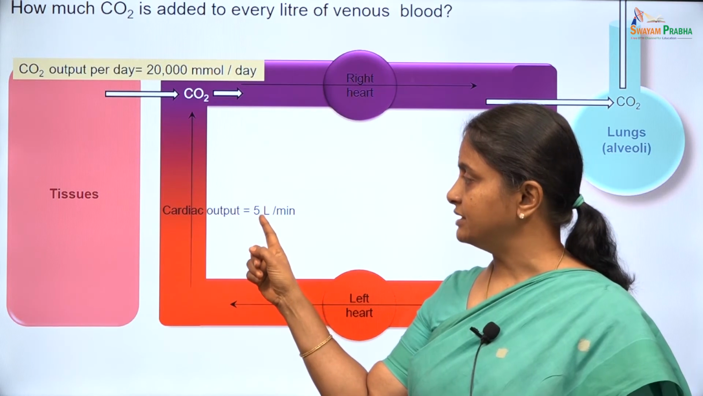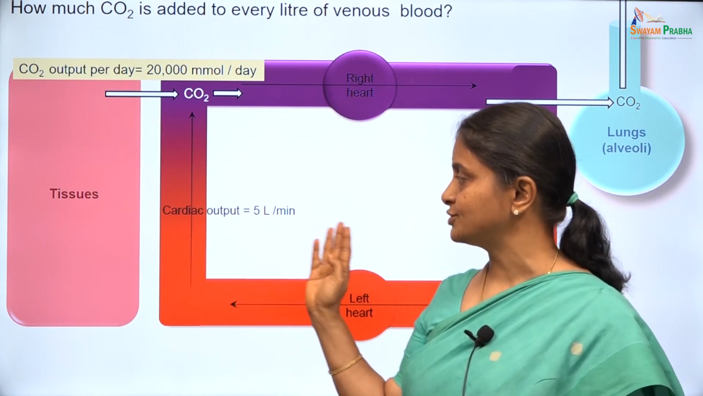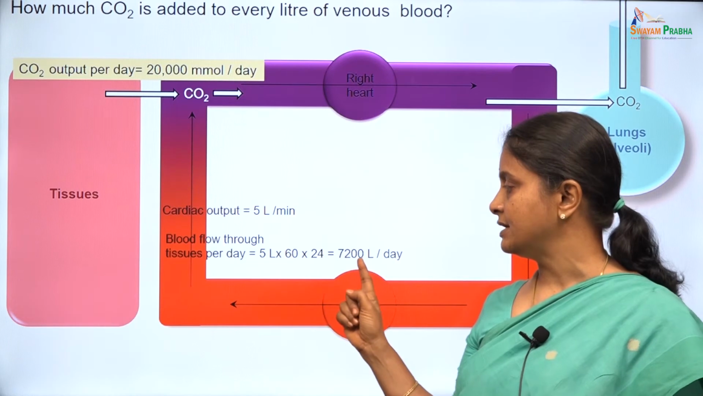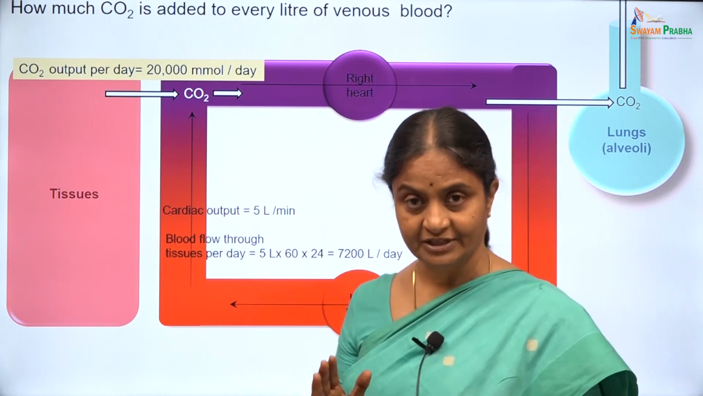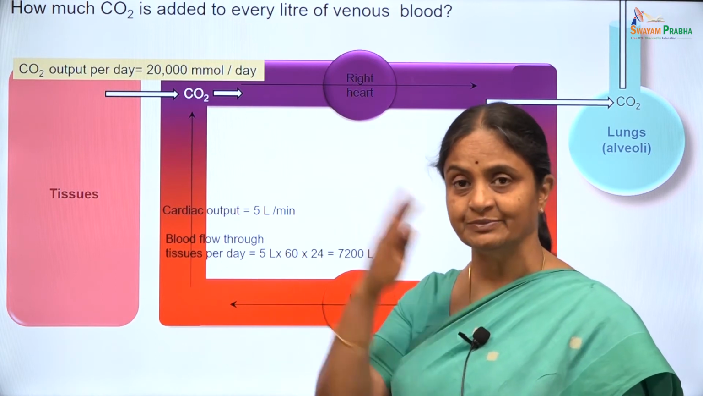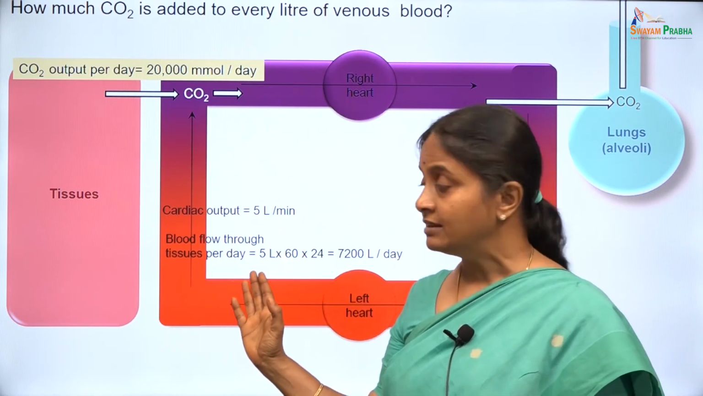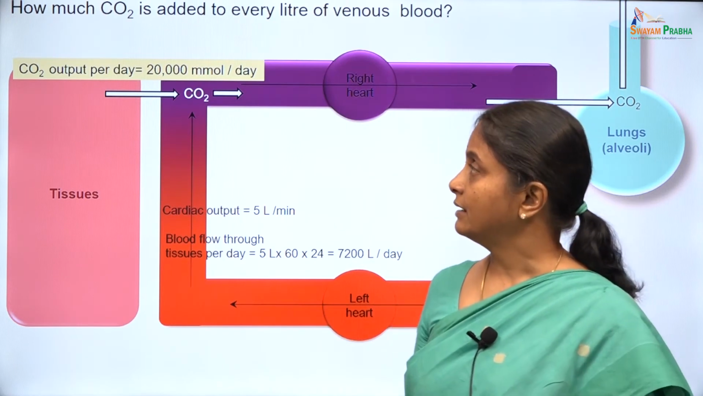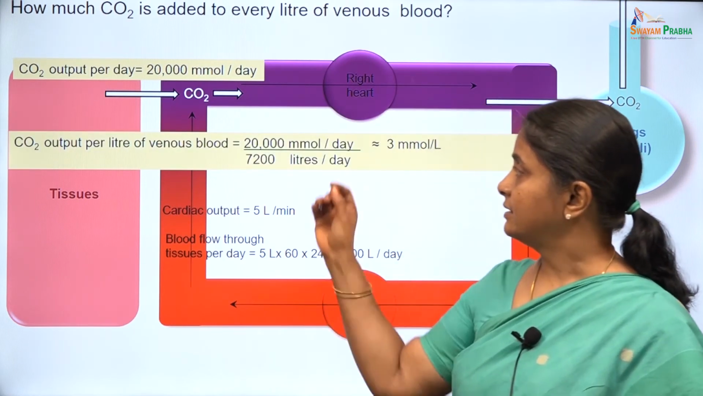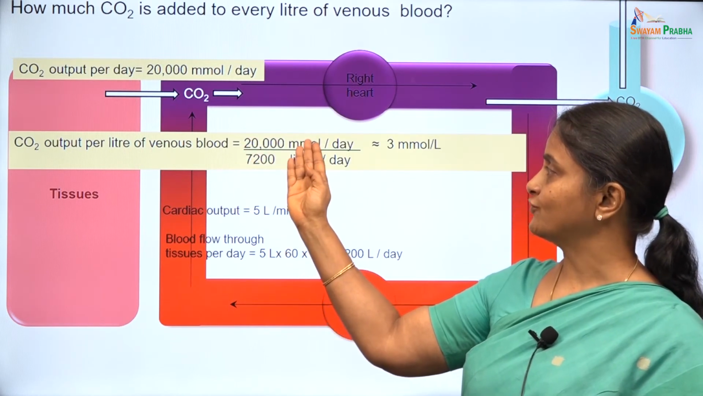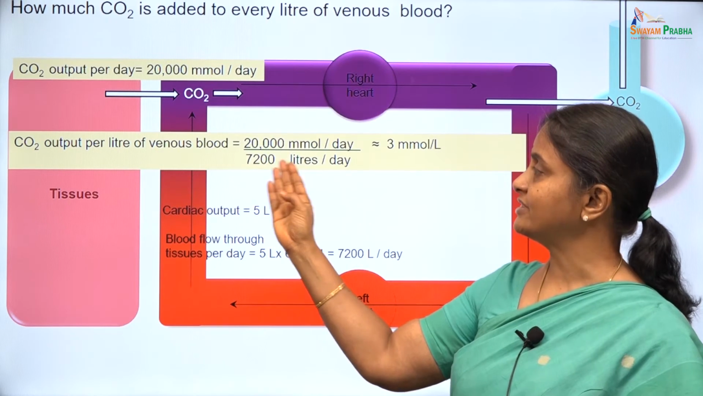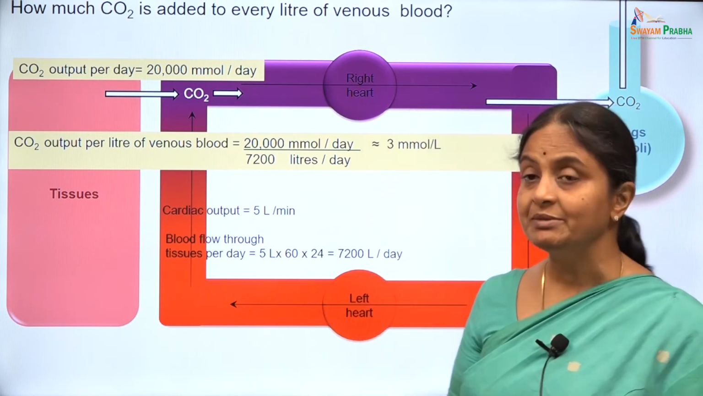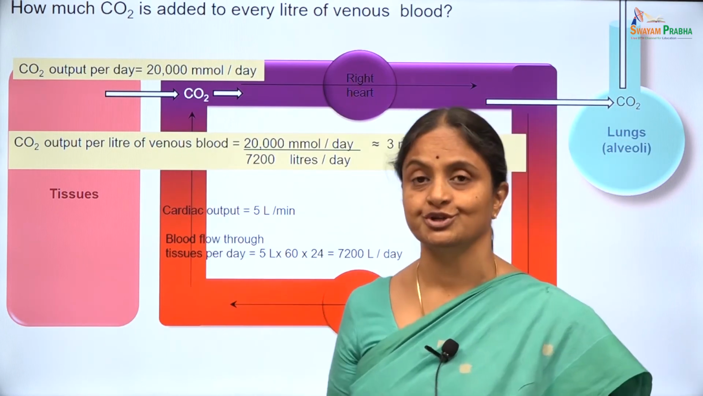If we converted this to the amount of blood coursing through tissues every day, we'll multiply the 5 liters by 60 minutes an hour and 24 hours a day, and we get 7,200 liters in a day. There's only 5 liters of blood, but it is circulated so many times, renewed and circulated so many times, that it is as if 7,000 liters of fresh blood have coursed through tissues in a day. Now we can say that the 20,000 millimoles of carbon dioxide enter about 7,000 liters of blood, and that gives us a steady state carbon dioxide output of 3 millimoles per liter of blood coursing through tissues.